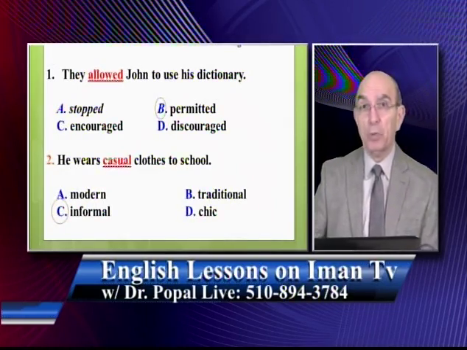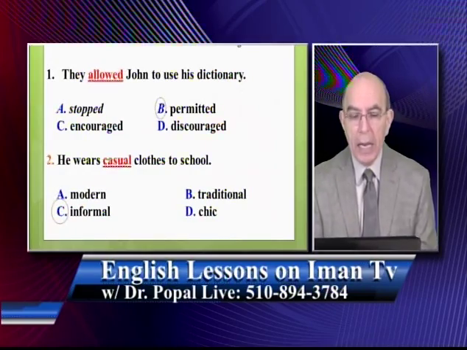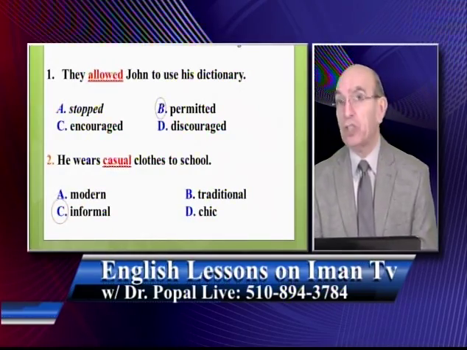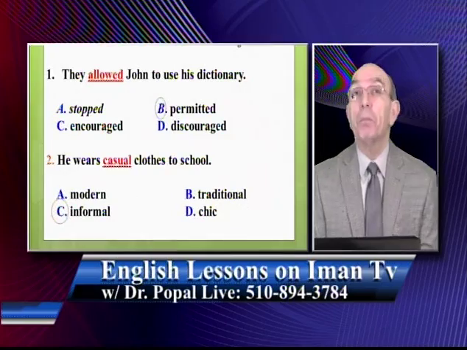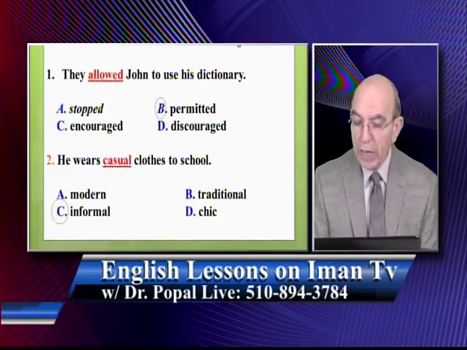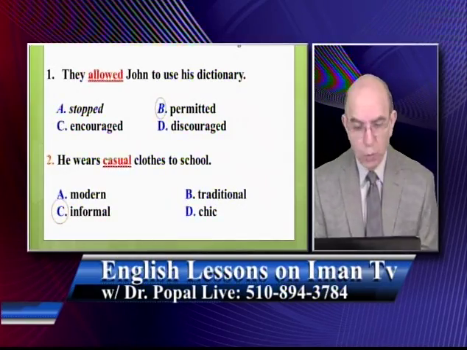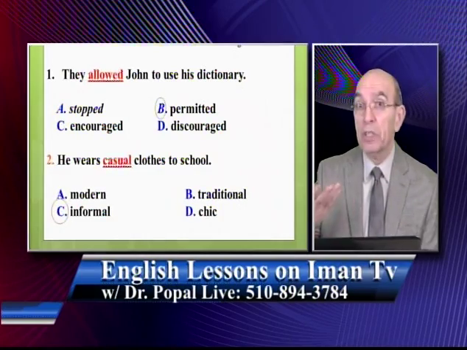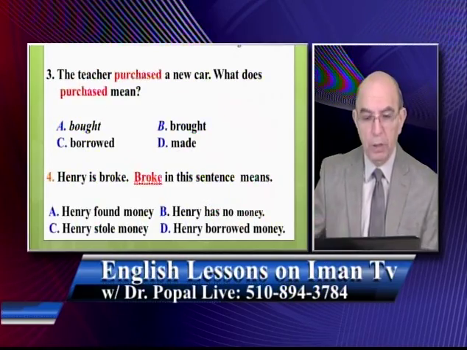But let me read these 2 sentences with correct completion. They allowed John to use his dictionary. Allowed means permitted. He wears casual clothes to school. Means he dresses informally. He wears informal clothes.